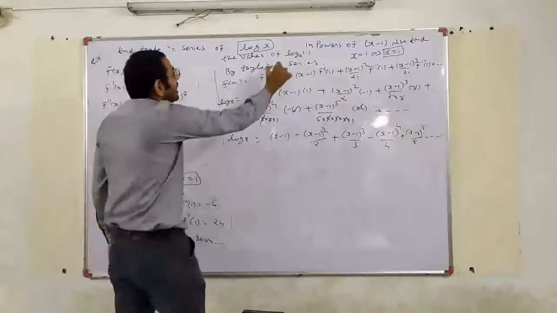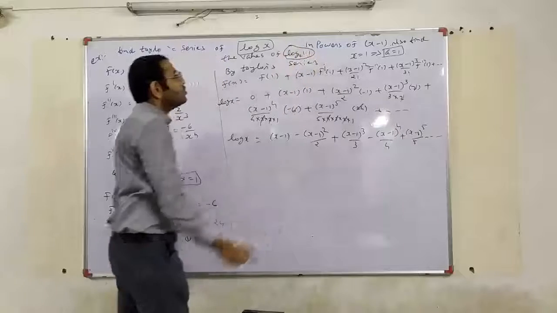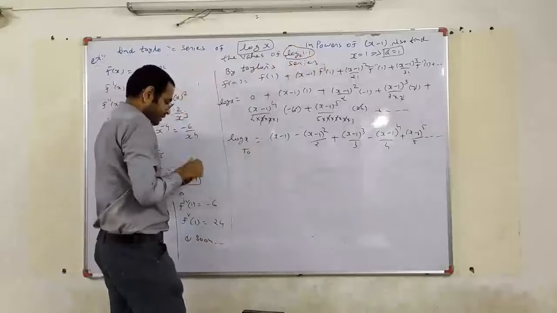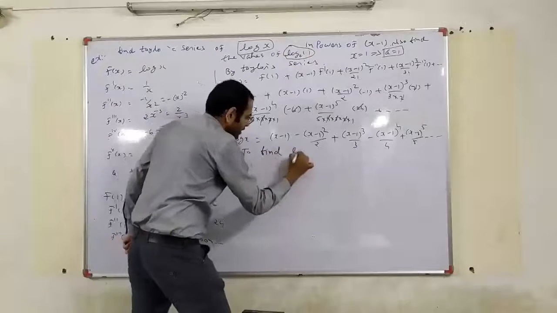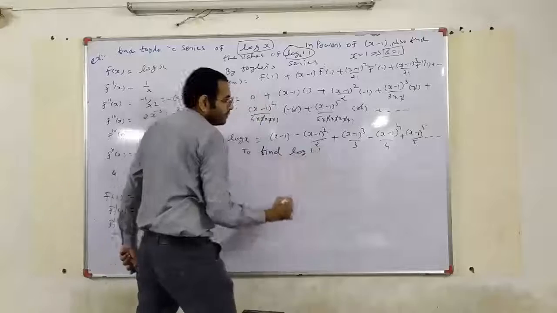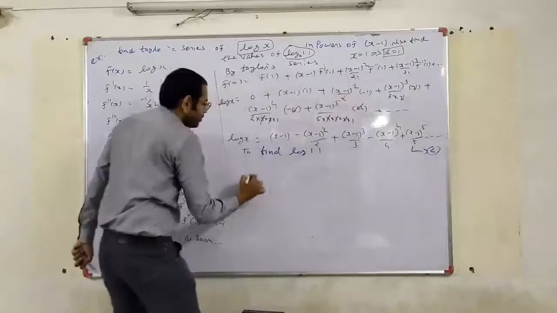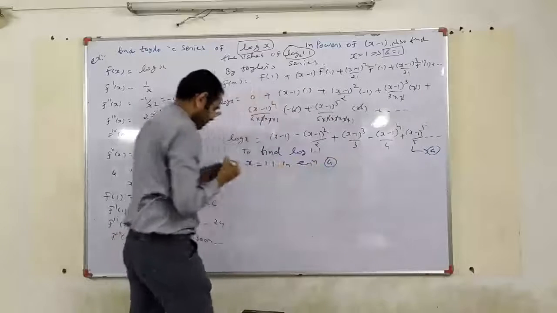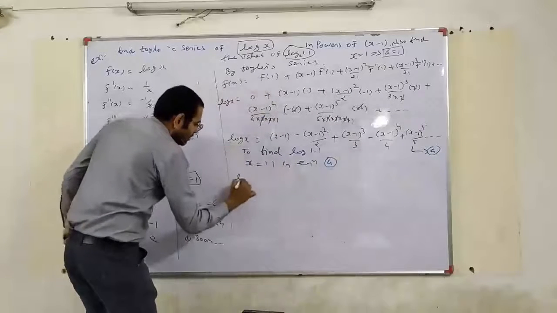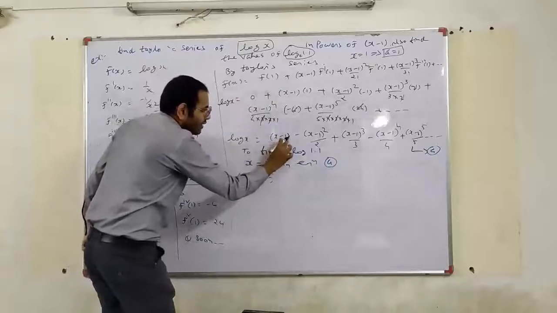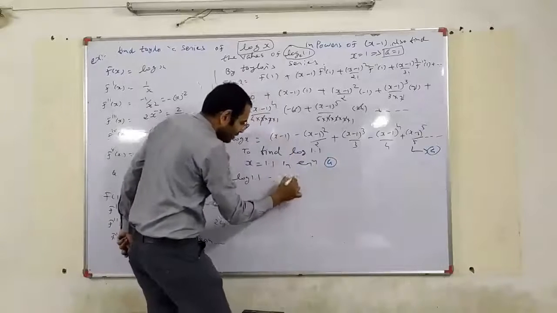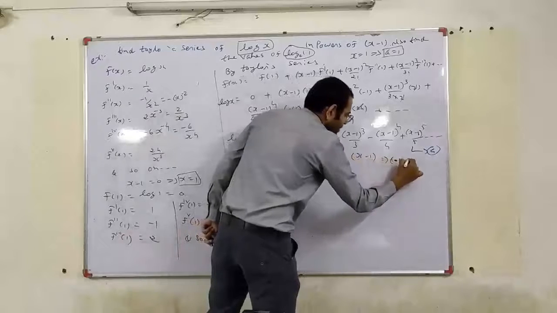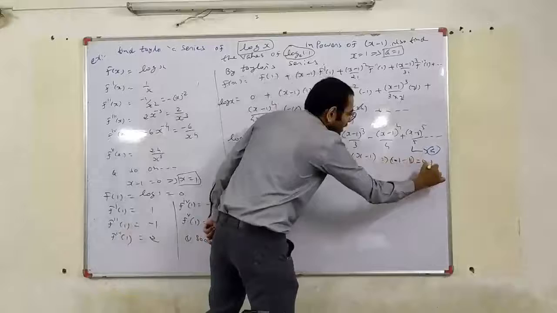Here we will also find ln 1.1. To find log 1.1, we have to substitute x equal to 1.1 in equation A. Then in this equation we find 1.1, then 1.1 minus 1, then we get 0.1. Here x minus 1 means 1.1 minus 1, then we get 0.1.